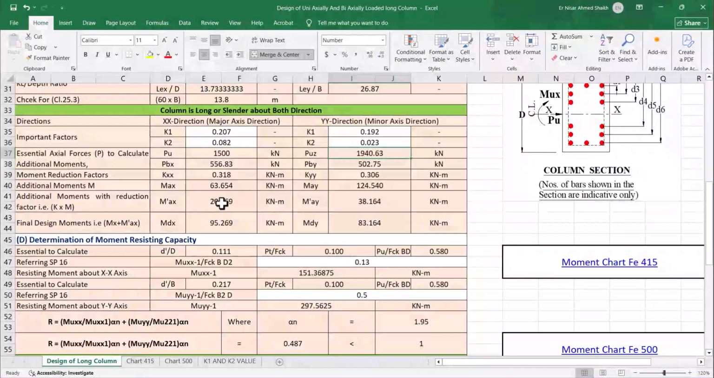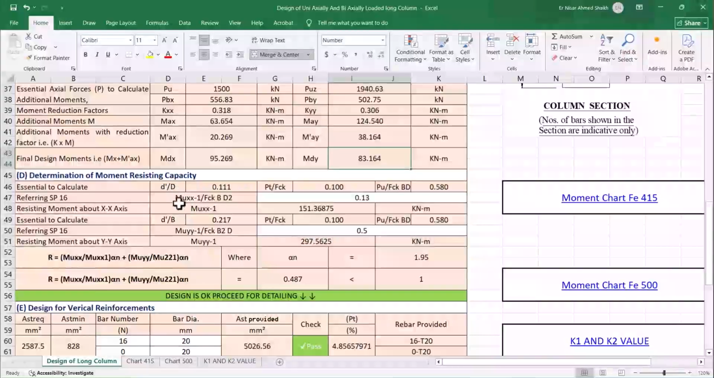After that we calculate the design moments, so you can see the design moments. After design moments we calculate Mux divided by fck b d square. This ratio we calculate.